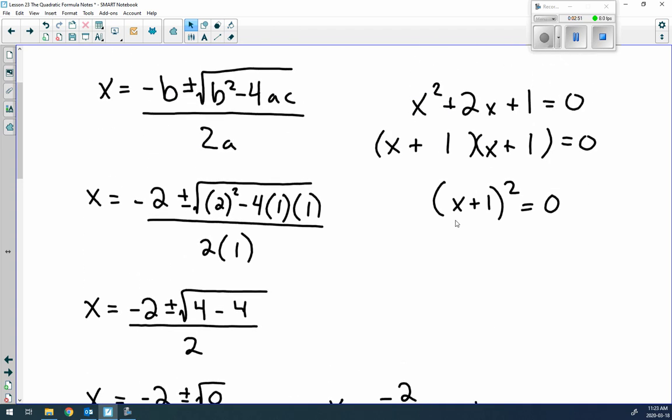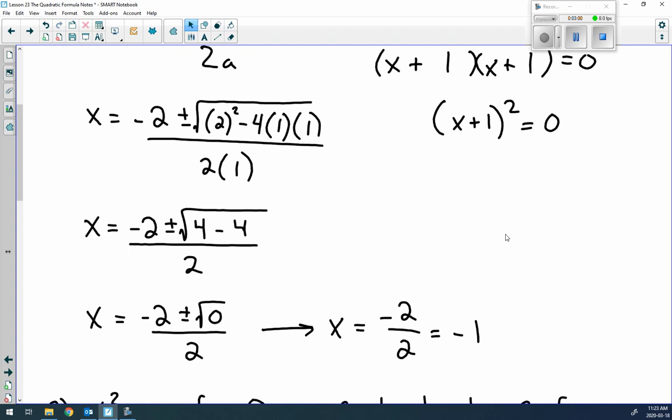Now, if we did that trinomial-wise, factor the trinomial. Oh, x plus 1 and x plus 1. They're the same, so we get a perfect square there. The only answer we need on that one is negative 1.